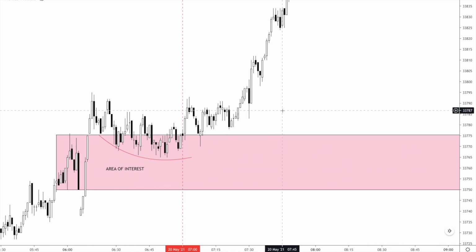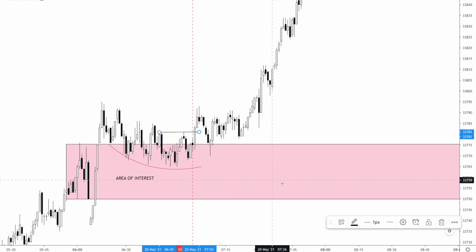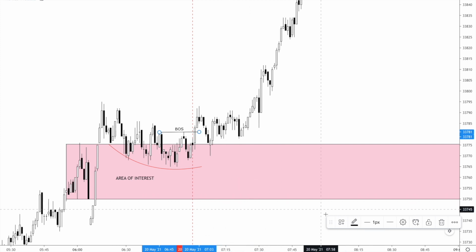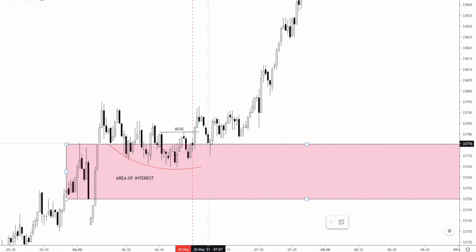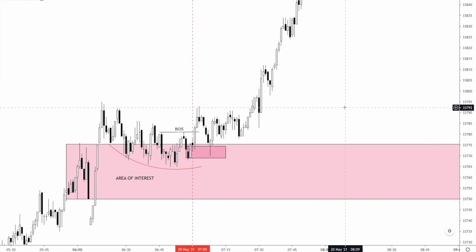Alright, so look what happens at 7 o'clock, right? So we have this breaker structure right here. And then the market came back and retested this order block here. Of course, you could take an entry here. That is a valid entry reason. You get me? But remember, we're sticking to our time, right?